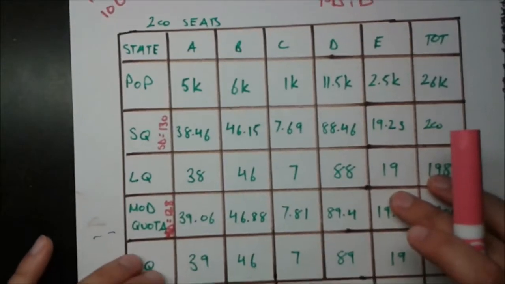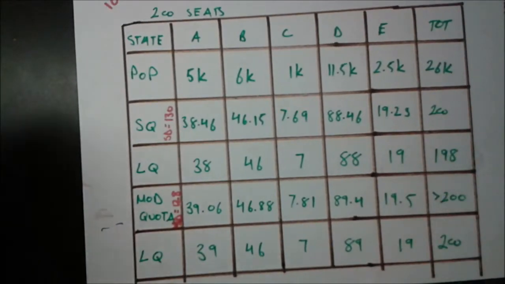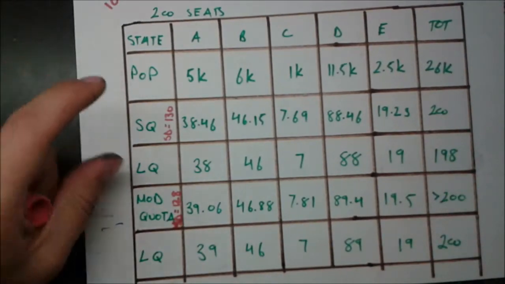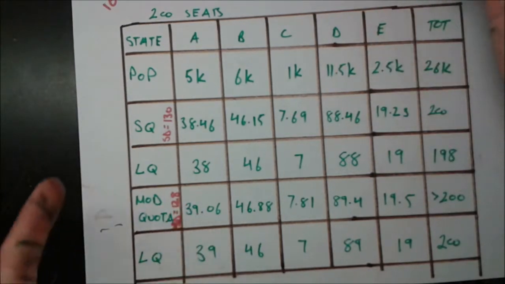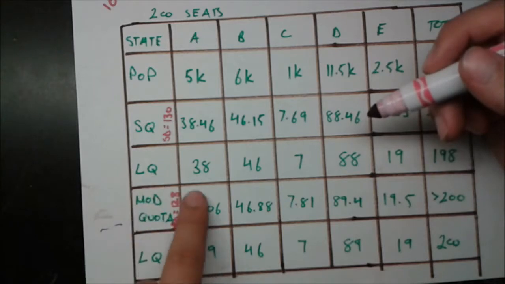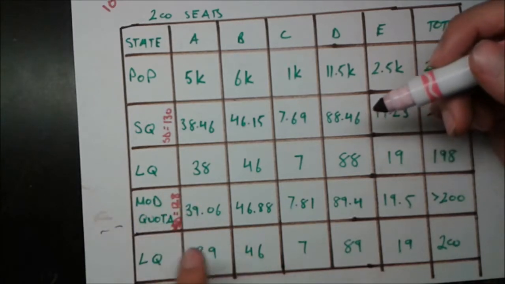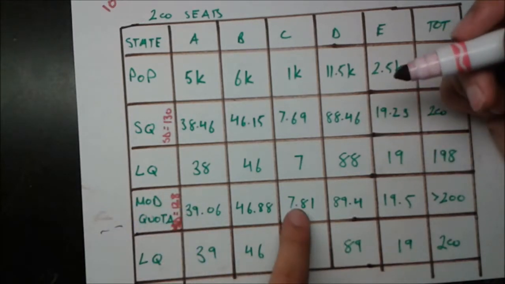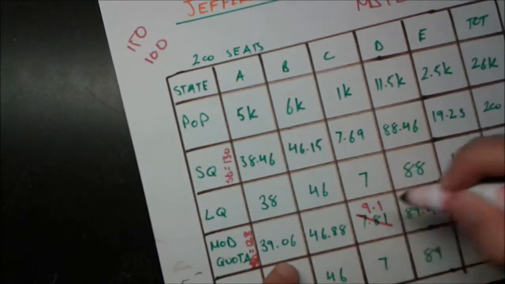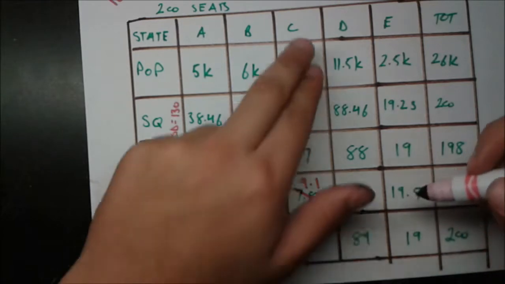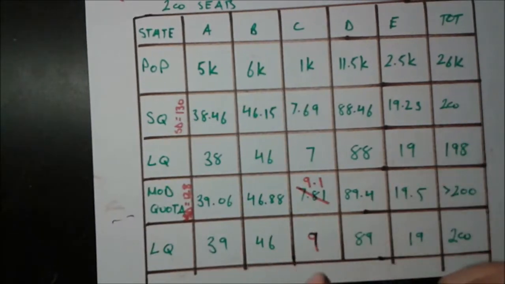And let's just see an example where it can happen. So I'm just going to tamper with this data a little bit just to make a point. So let's say that, for example, this 7.69, when I put my sweet spot divisor, so that all these down here added up to 200, this number right here went up to, let's say, 9.1. Okay, so that means that state C would get 9 seats under Jefferson's method.